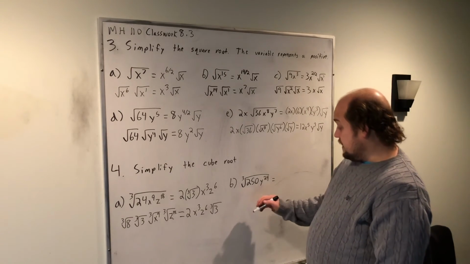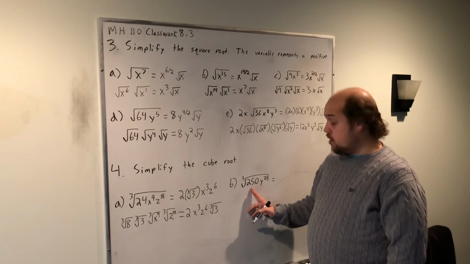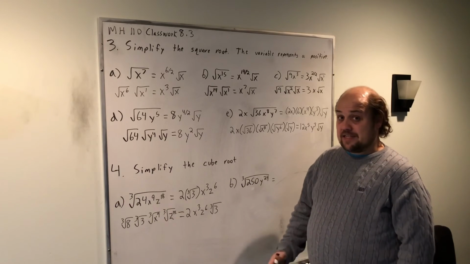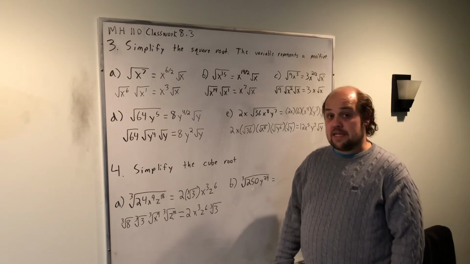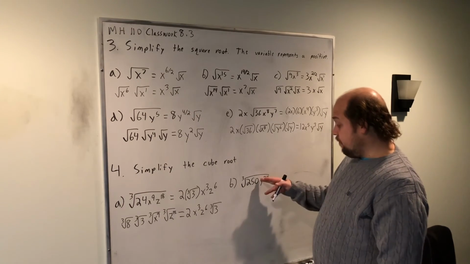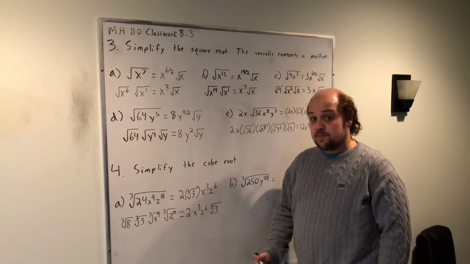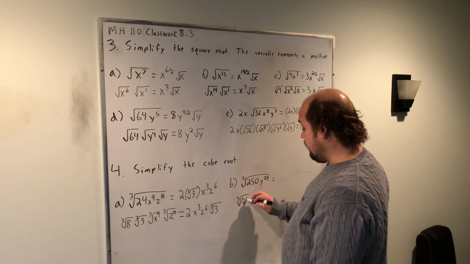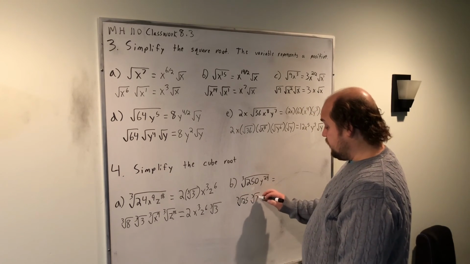For part B, the same idea. I need to find what's the largest perfect cube that can go into 250. So the first one less than it is 6 cubed, which is 216, but 250 divided by 216 doesn't give me a whole number. The next cube below that is 125. When I do 250 divided by 125, I do get a whole number, specifically 2. So I can break this up into the cube root of 125, which is a perfect cube appearing on my list, and the cube root of 2.